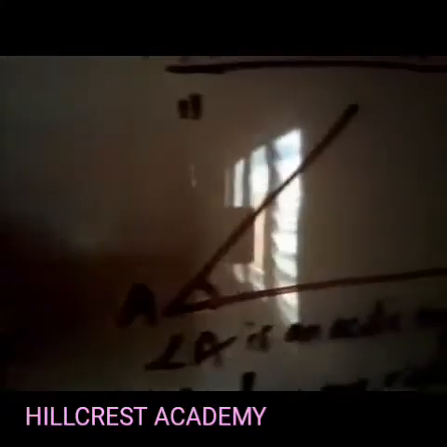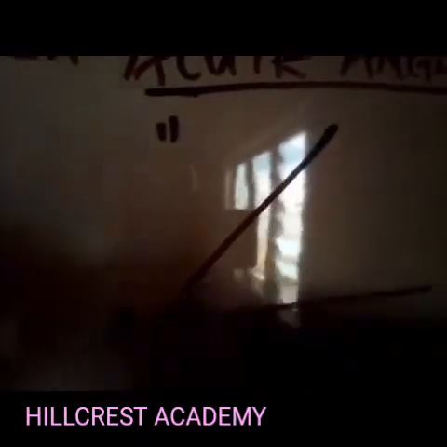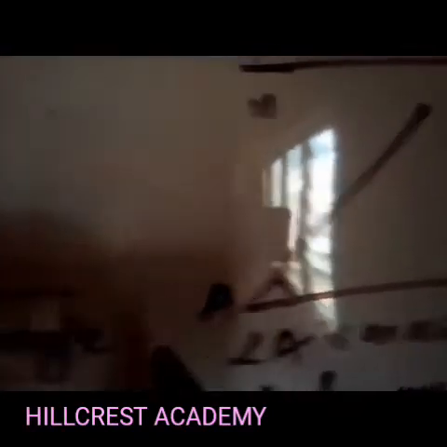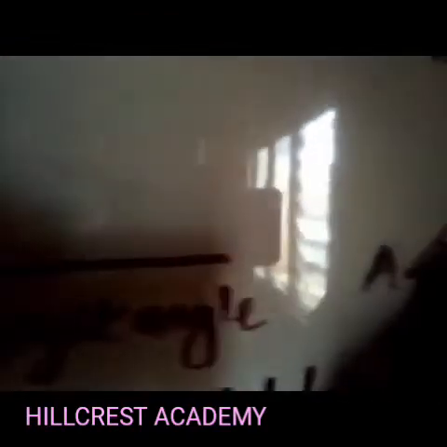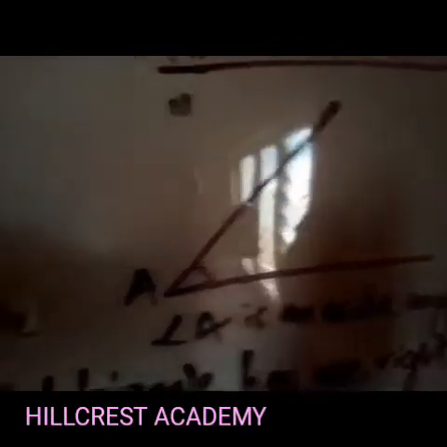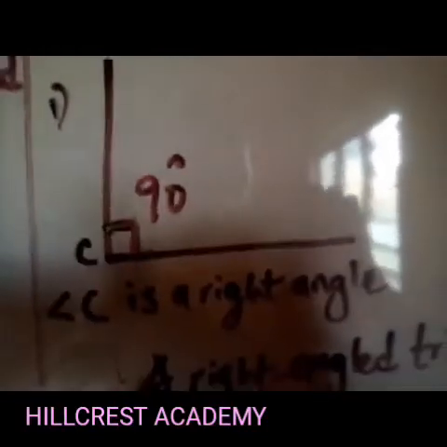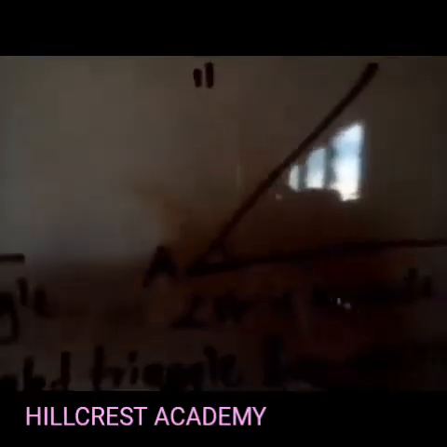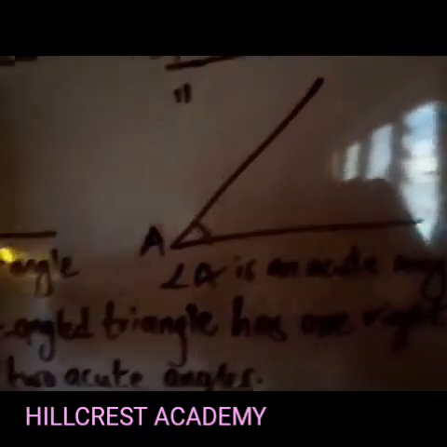But look at this one. You can see that this one is not as straight as the first one that was shown. So this one is not up to 90 degrees. It's smaller. This is an acute angle. Angle C here is a right angle, but angle A is an acute angle. Now let's move on.